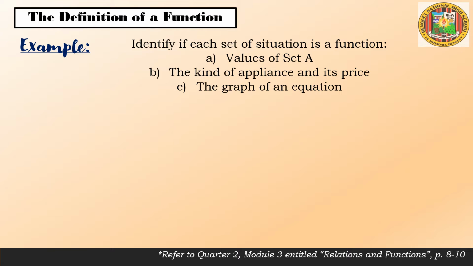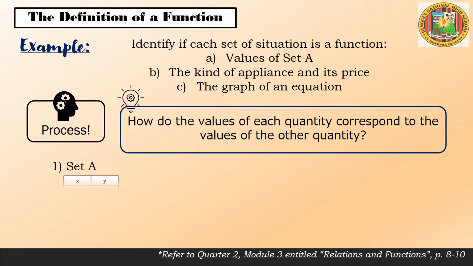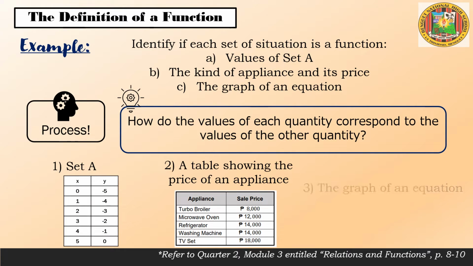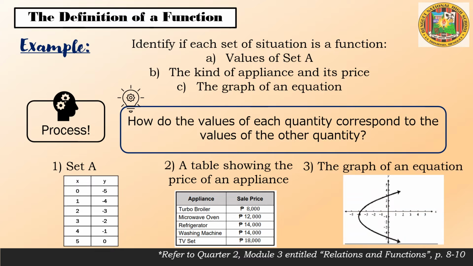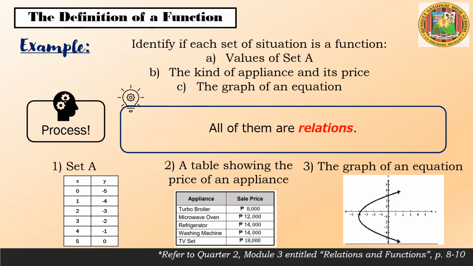Let us process what we know. We have observed which quantities are being compared in each set of situations. How do the values of each quantity correspond to the values of the other quantity? We see that each value of one quantity corresponds to at least one value of the other quantity, so this makes each situation a relation.